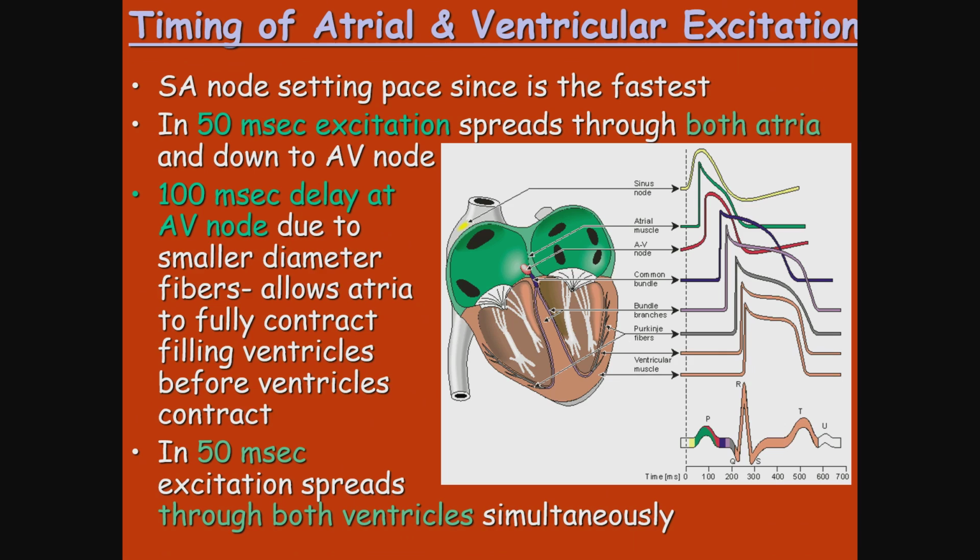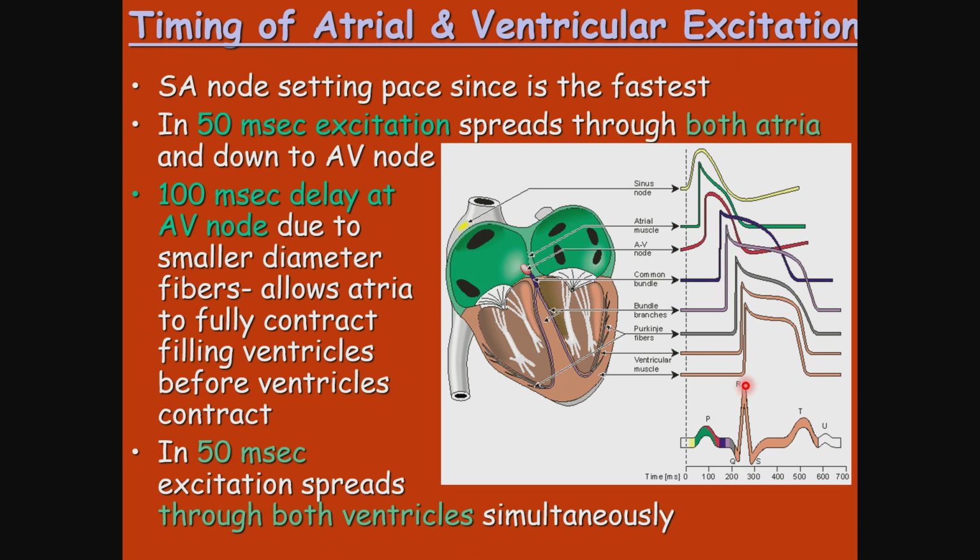The timing of the atrial and ventricular excitation. So we know that the SA node is the one that sets the pace because it's the fastest. In 50 milliseconds, that's as long as it takes to spread the excitation across both of the atria and then hit the AV node. Then there's a 100 millisecond delay at the AV node, and that's because blood has to fill up, and it's also because of smaller diameter fibers. It allows the atria to fully contract, filling the ventricles, before the ventricles contract, because you don't want them contracting before they fill up with blood. And then in 50 milliseconds, the excitation will go down the Purkinje fibers and both of the ventricles will contract.